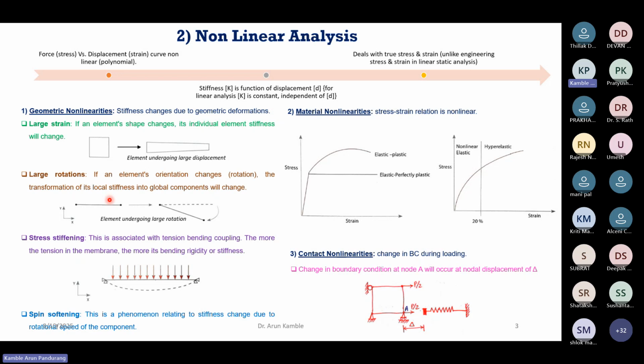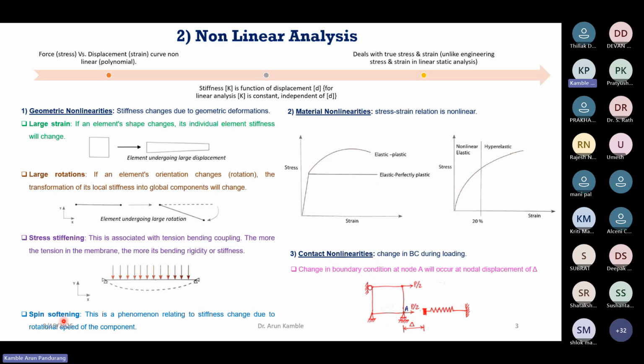And third one is stress stiffening. This is another example of the geometric nonlinearities. It is associated with tension-bending coupling. You can consider this as a membrane. The more the tension in the member, the more its bending rigidity or stiffness. So here the stiffness is also changing.